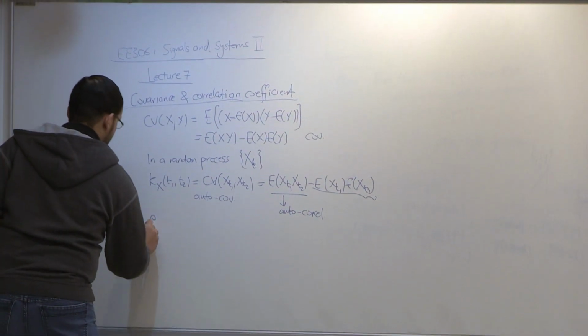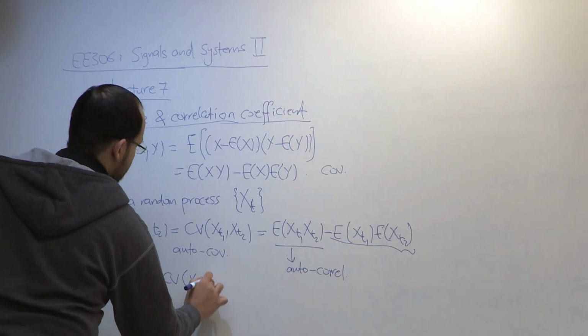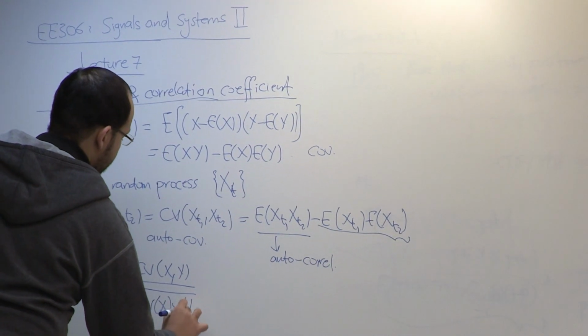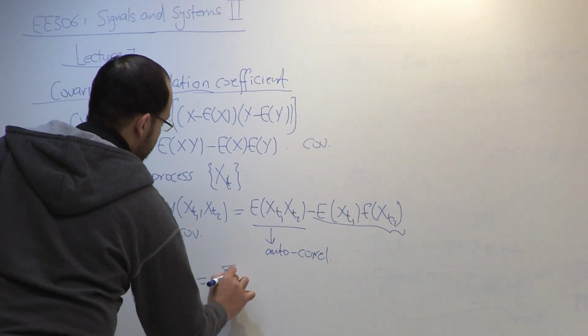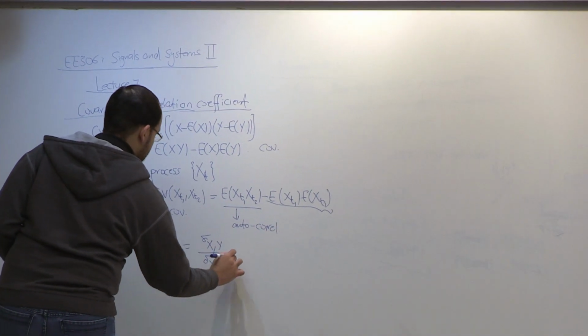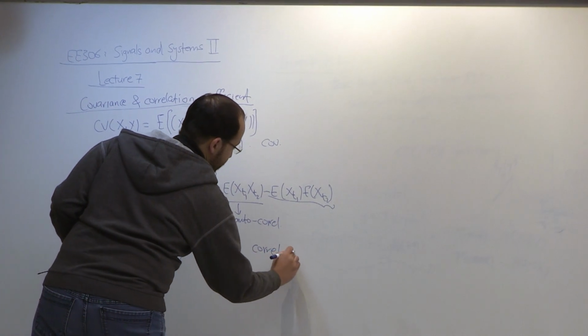Also, finally, rho XY is the covariance of X and Y divided by the square root of the variance of X times the variance of Y, which is sigma XY over sigma X sigma Y. That is the correlation coefficient.